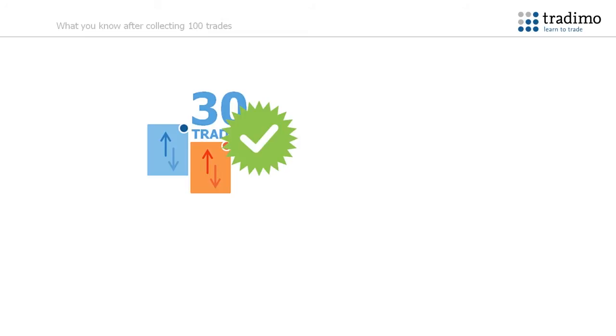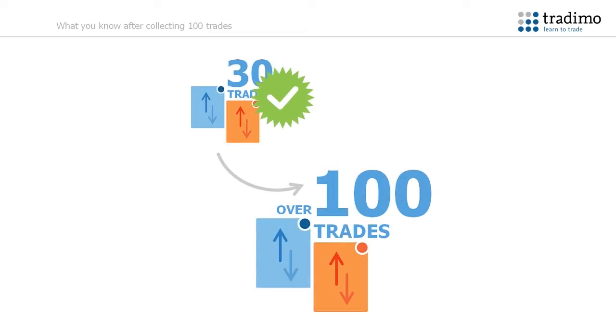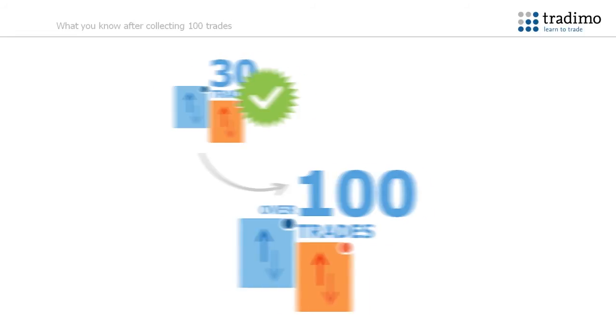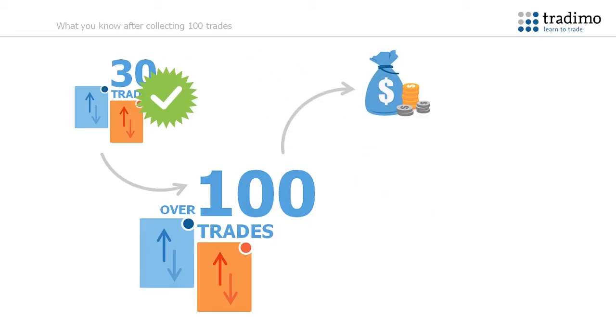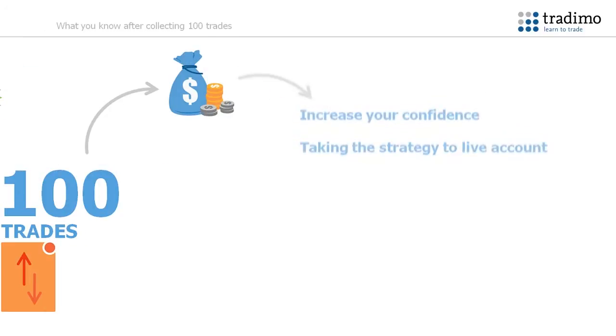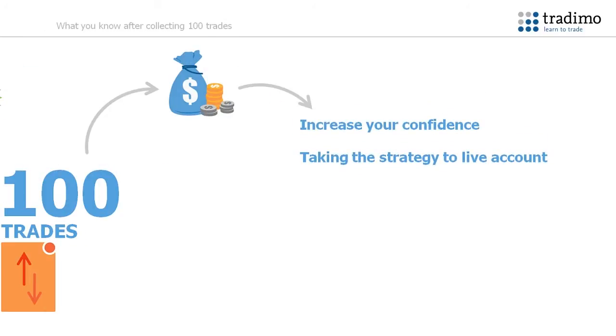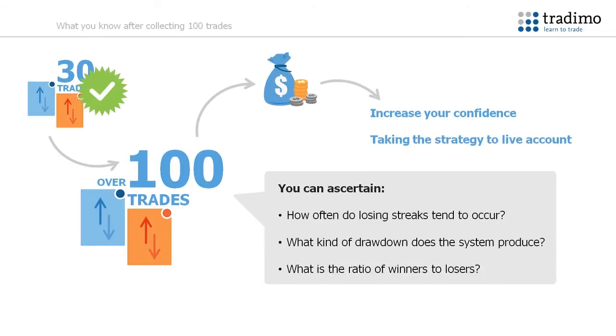Once you have shown that the strategy is worth pursuing after 30 trades, you can test the system more extensively over 100 trades. If the strategy is profitable over 100 trades, you can then feel confident taking the strategy to a live account. With 100 trades, you can also ascertain the following. How often do losing streaks tend to occur? What kind of drawdown does the system produce? What is the ratio of winners to losers?